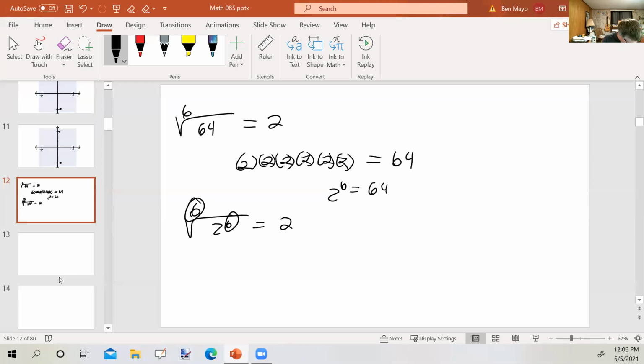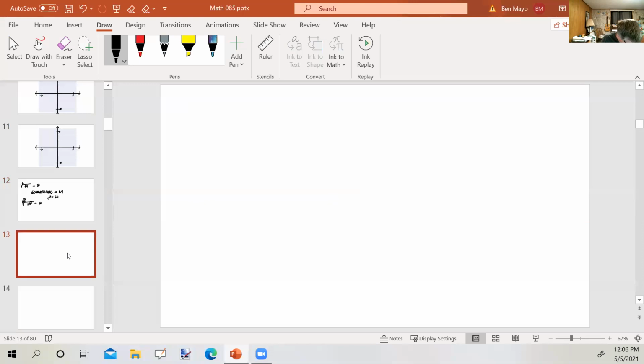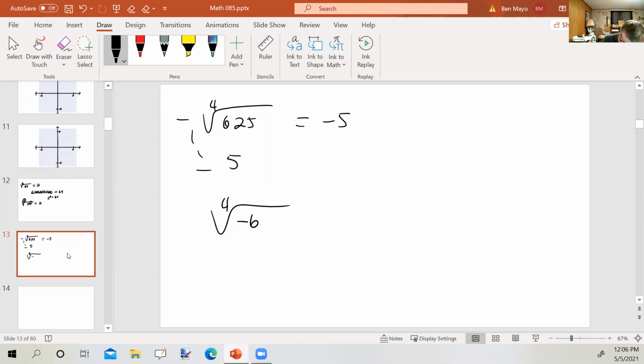All right, what about negative the 4th root of 625. The negative sign is outside, so we're not taking an even root of a negative number. Well, the 4th root of 625 is 5, and then the negative sign comes down, so we get negative 5. What about the 4th root of negative 625? That is not real, because you can't take an even root of a negative number and get a real answer.